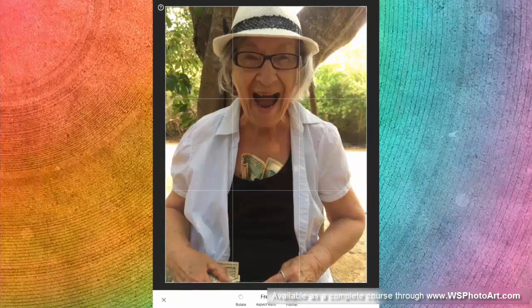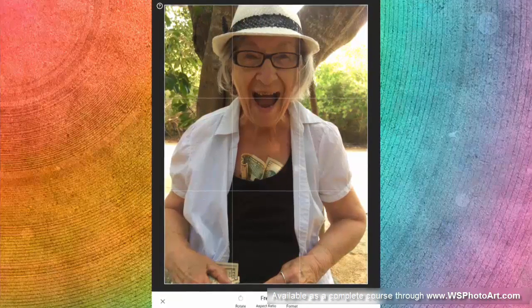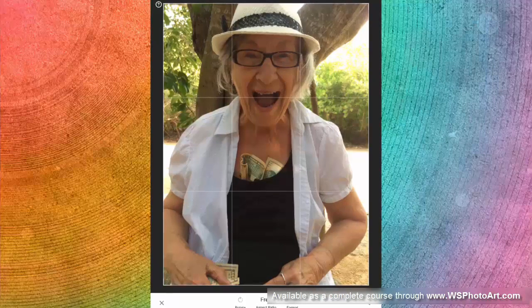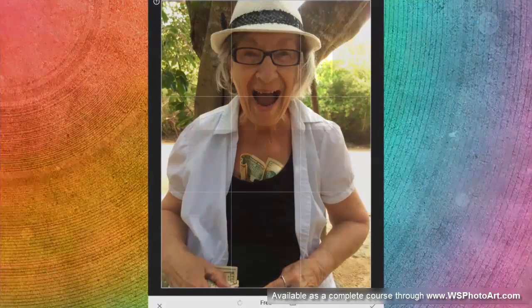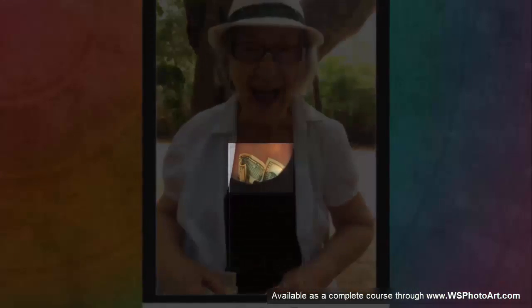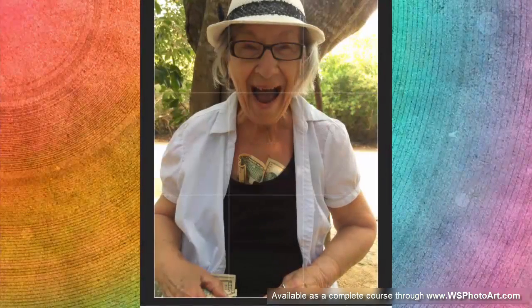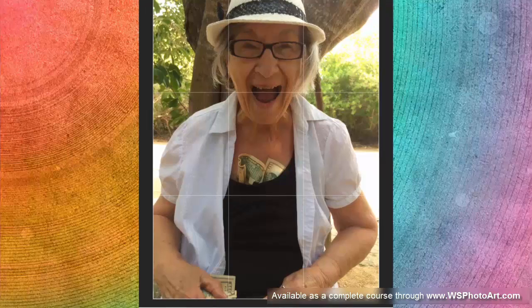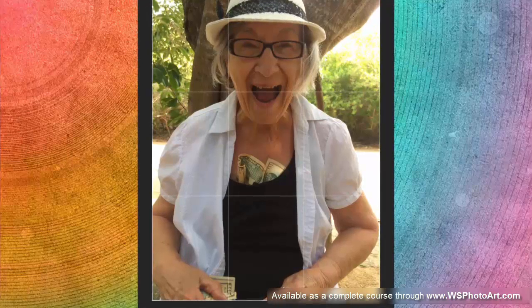In this image of my mother-in-law, as we're out for a walk in Mexico, and she's just goofing around, the important elements, which are her mouth and her eyes, expressing the joy and the fun that she's having that day, are all in the top third of the frame. And the secondary subject, which is the money sticking out of her clothing, is near the bottom third of the frame, intersecting that bottom line there. And the whole thing is centered.